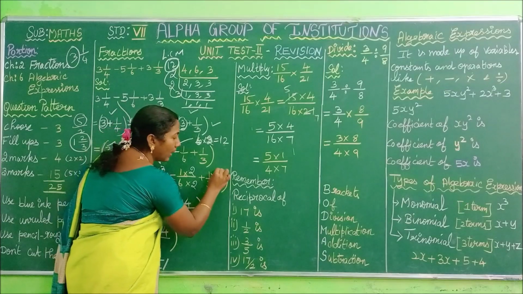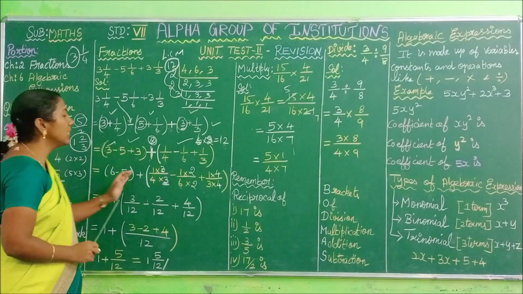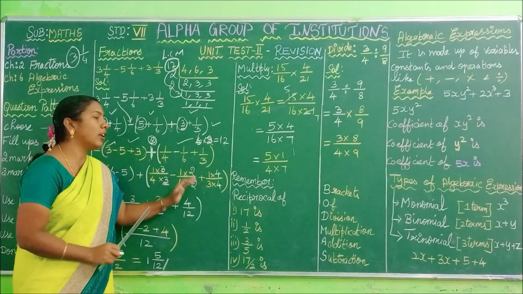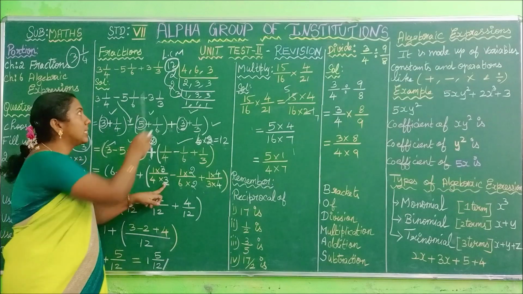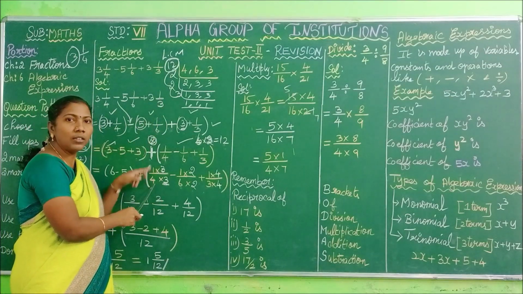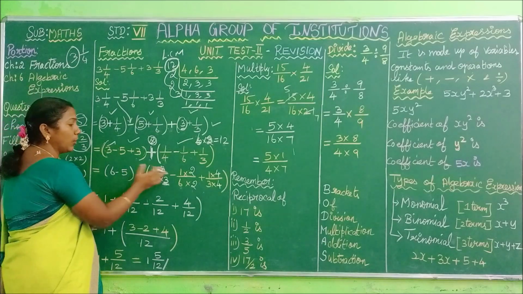So you have to multiply numerator and denominator by 4. I hope you understand. Okay. Thus we have multiplied both the numerator and denominator with the same number. We have to decide this number according to the LCM and the denominator of the particular fraction. Okay.